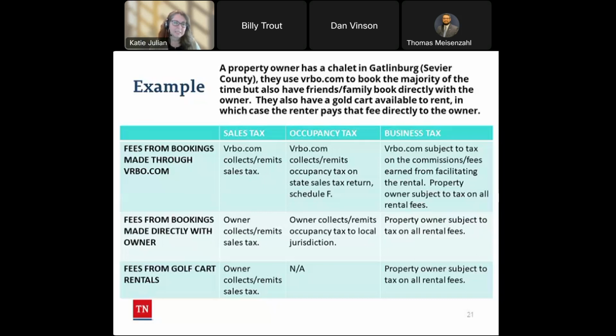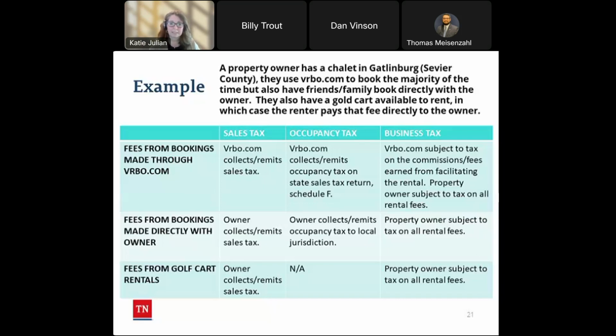Let's see here, the fees from bookings made through VRBO. For sales tax, VRBO is going to collect and remit sales tax. For occupancy tax, VRBO is going to collect and remit occupancy tax on the state sales tax return, Schedule F. These are from those bookings made directly through them. And so we're looking at the first row here as the example.